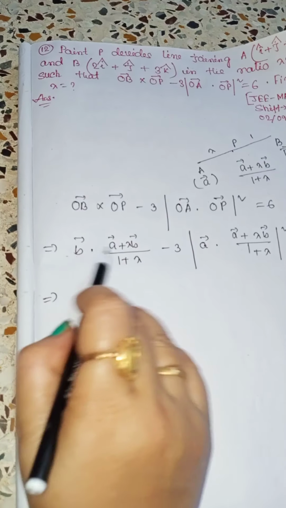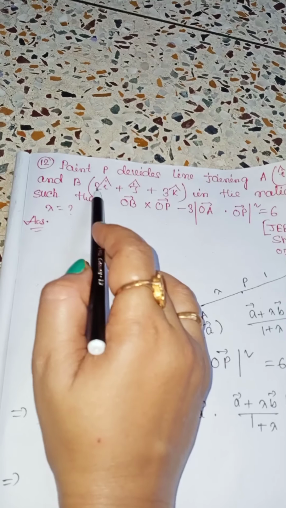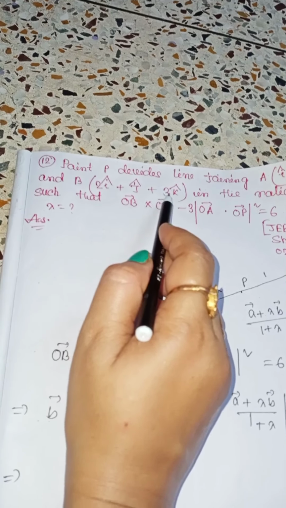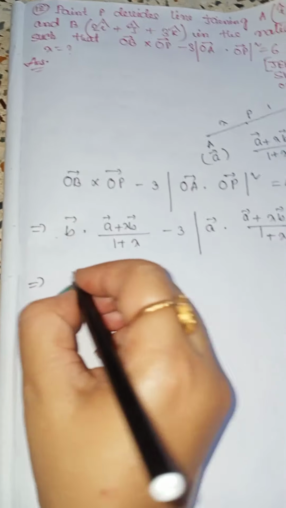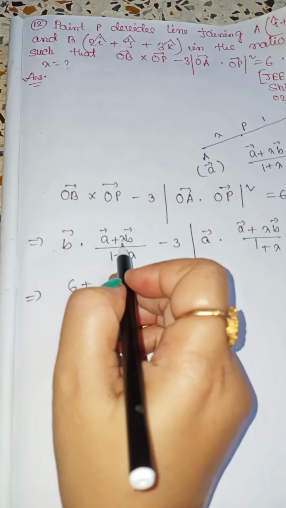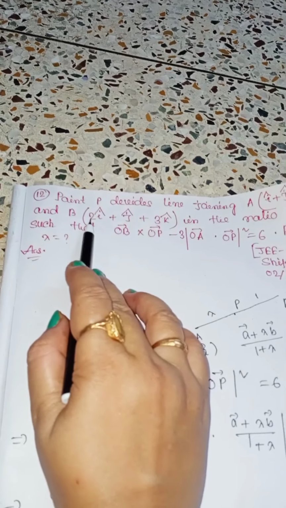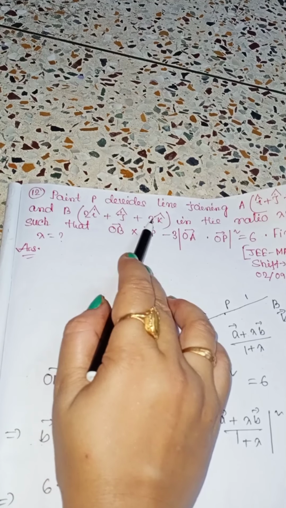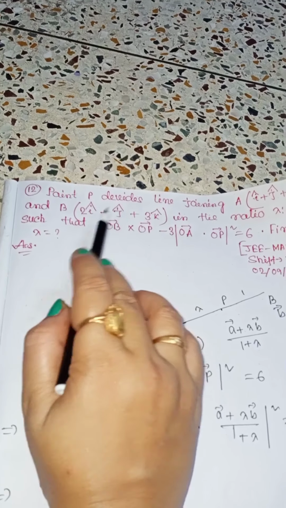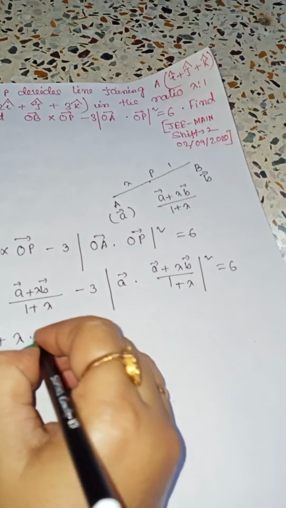So B dot A is equal to 2, all the coefficients multiplied and then added: 2 plus 1 plus 3 is 6. So it becomes 6 plus lambda into B square. B square is equal to what? 2 square plus 1 square plus 3 square, which is 14, and B square is only 14.